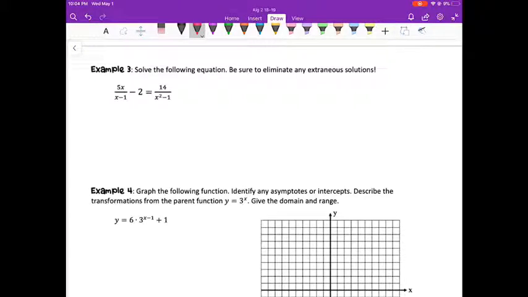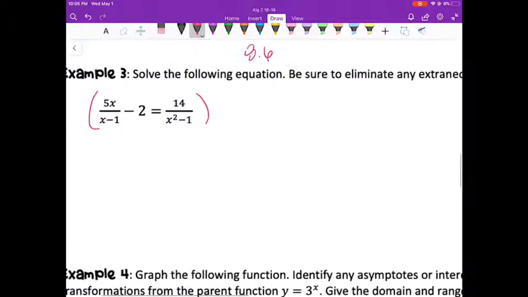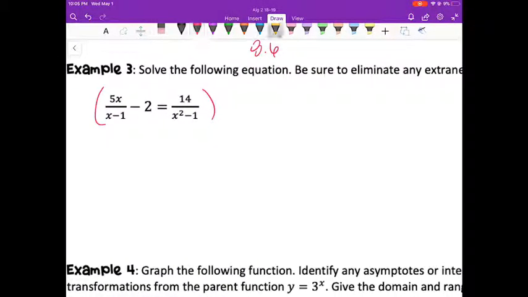Alrighty, and then the last problem that we have from chapter 8 would be this example 3, from section 8.6, where we are solving rational equations. Well, we solve rational equations by either cross-multiplying if we have one fraction equaling another, or in this case, where we're going to have to multiply everything by the LCD. Well, in order to do that, we want to know what that least common denominator would be.